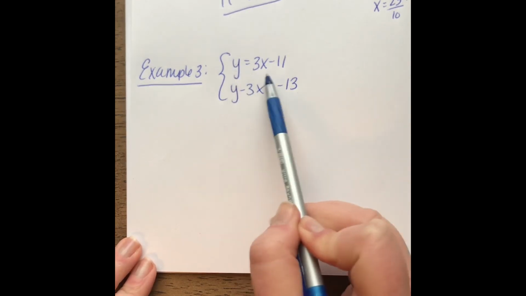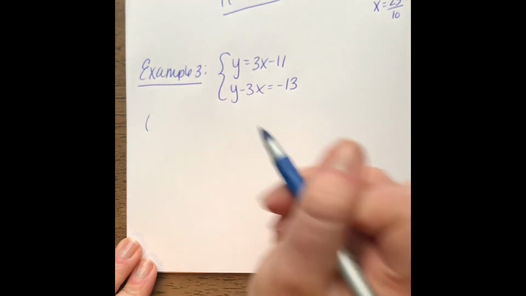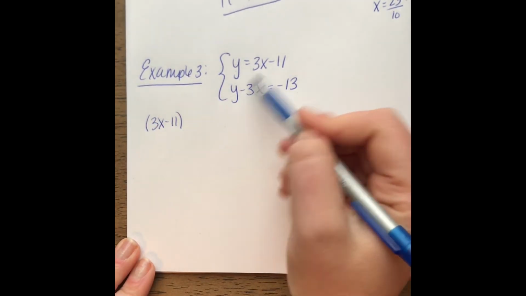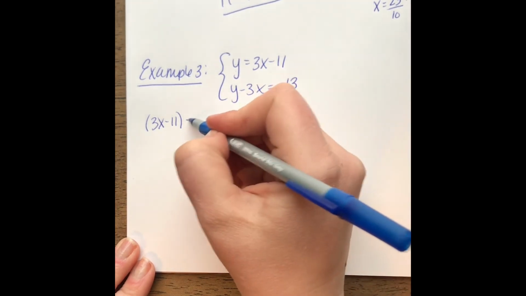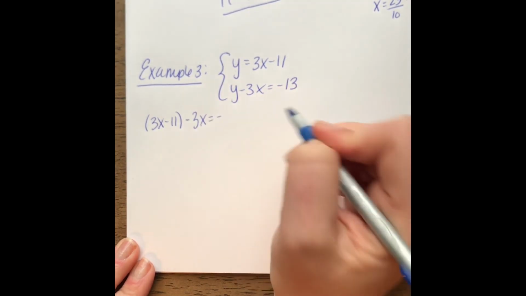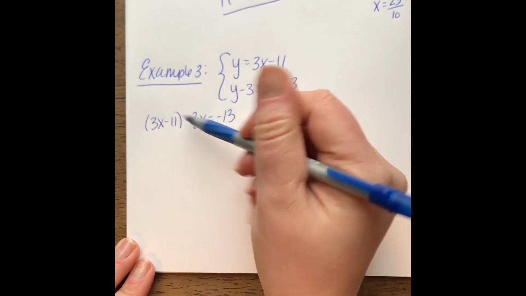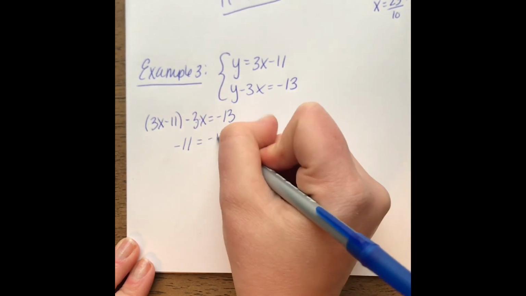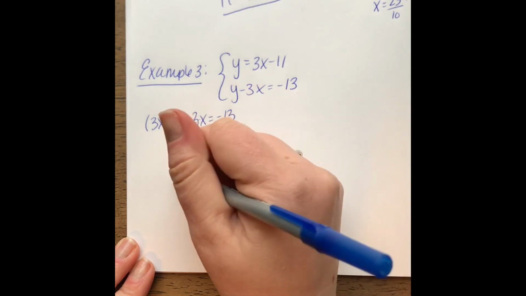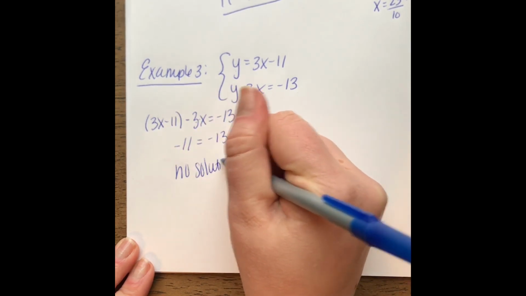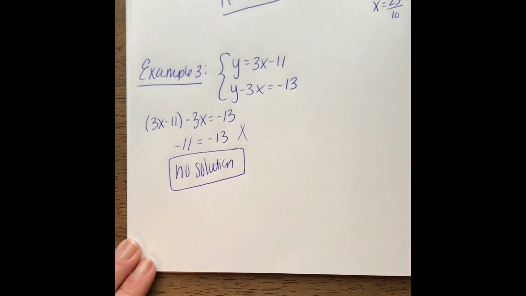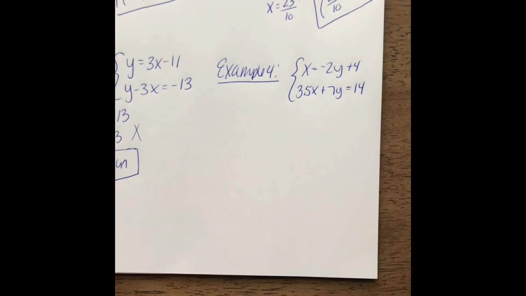This y is already by itself, so I'm going to plug this in for y over here into this other equation. 3x minus 11. Remember, when you do substitution, you take something else and plug the same thing in what it's equal to in its place. Minus 3x is equal to negative 13. You don't need these parentheses, so 3x minus 3x, those cancel, so I'm left with negative 11 is equal to negative 13. This is a false statement, so this is no solution. What this means is that these two lines, if you were to graph them, are parallel. You might be able to already guess where this one's going from, but that's okay.